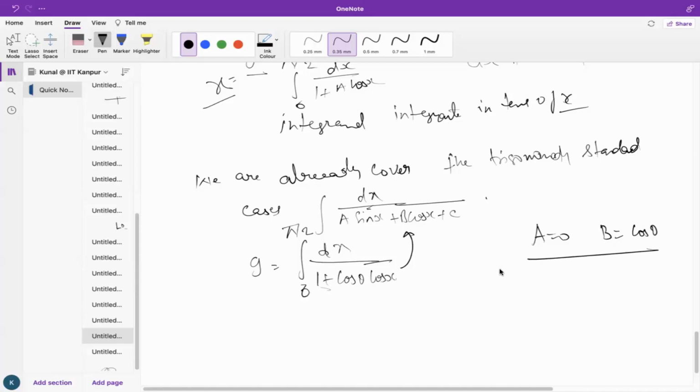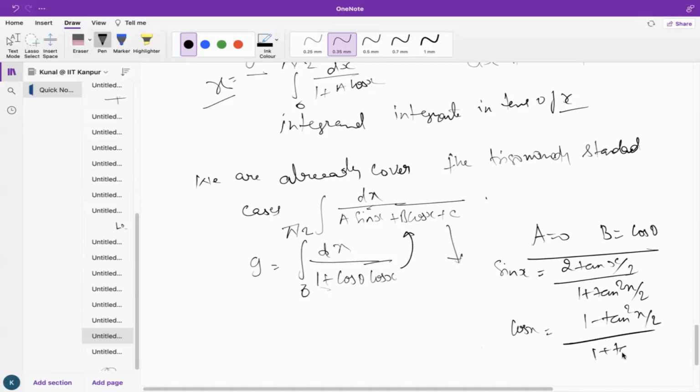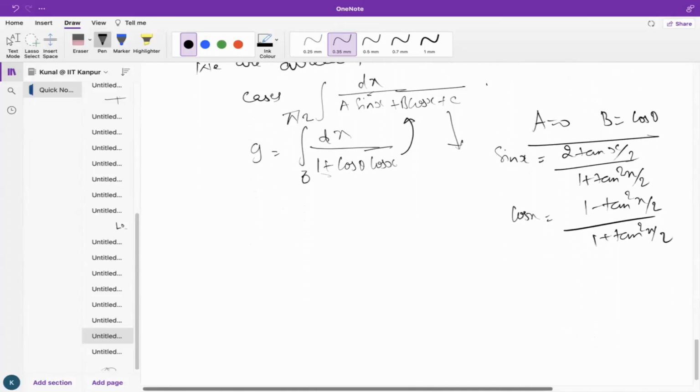Right. So what we have to do in this kind of problem, we just write sin x as 2 tan x by 2 divided by 1 plus tan square x by 2, and cos x as 1 minus tan square x by 2 by 1 plus tan square x by 2. So we are connecting to indefinite integration part, right? We are using the concept which we read in that part in now. I hope you'll all understand this, what I'm trying to say.